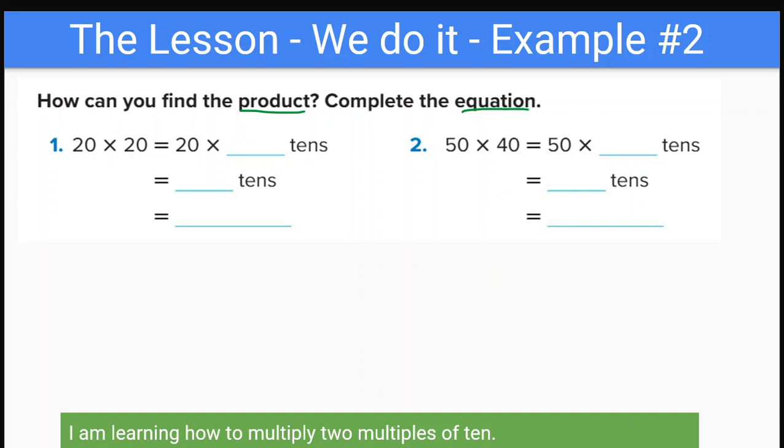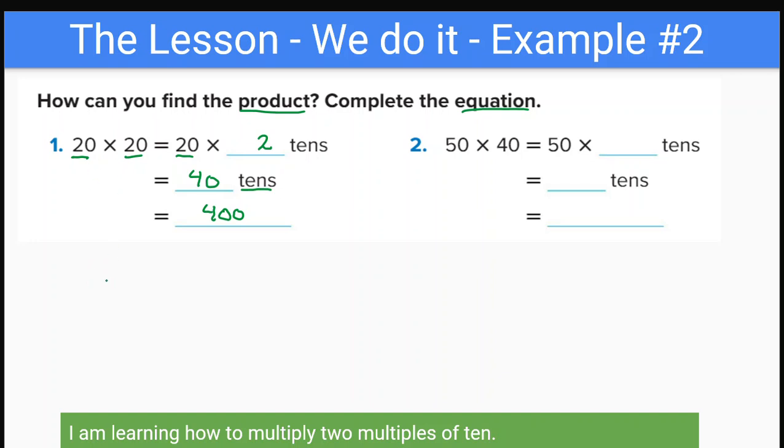So they want us to do 20 times 20. Well, 20 times 20 is the same thing as 20 times 2 tens. Well, 20 times 2 is 40, so that's 40 tens. Remember earlier this year that we said that whenever you see the word tens, that means 10. So it would be the same thing as 40, and tens means one more zero, and so the answer is 400.